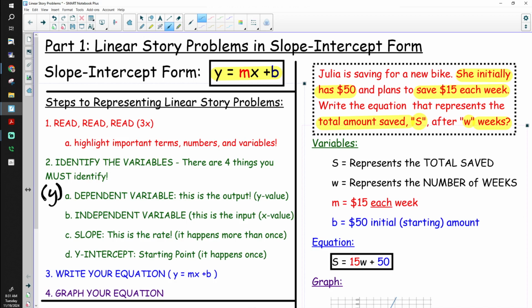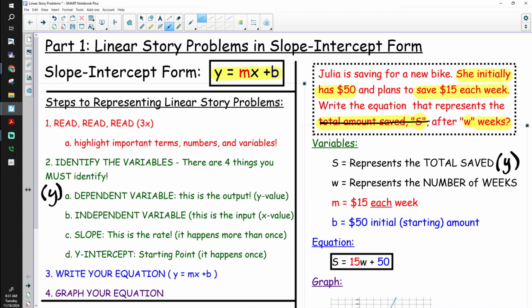Here, S is our y. Okay, this is our y in y equals mx plus b. S is the total amount saved. That's what our equation finds, or will find. Okay, so total amount saved S. Boom, used it. That's going to be our y value.